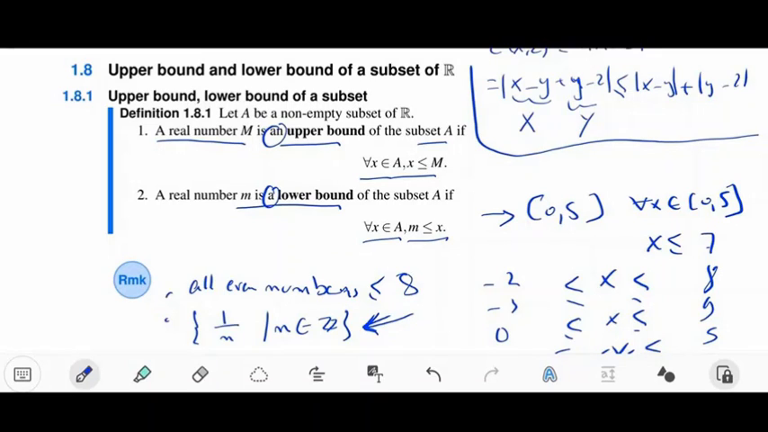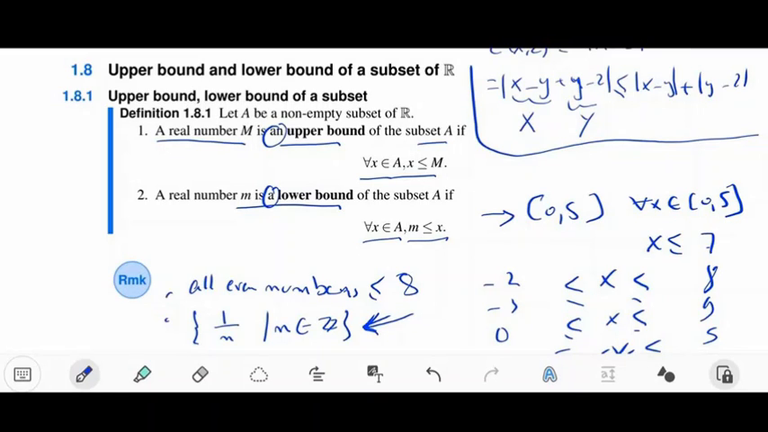And 1, the upper bound I chose, is an element that is in the set. 1 is given for n equals 1. Also, the 0, which is the lower bound I chose, is an element outside the set, but you cannot find any other real number greater than 0 which can be a lower bound. So it's somehow the closest lower bound that you can find to the set.